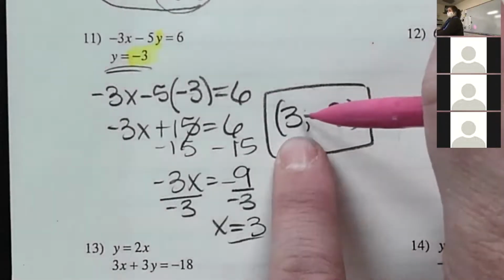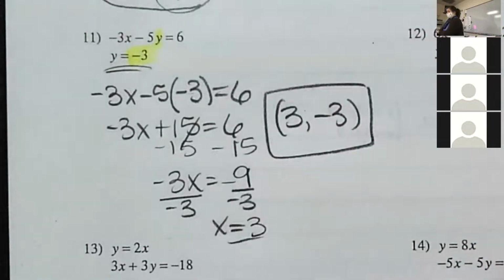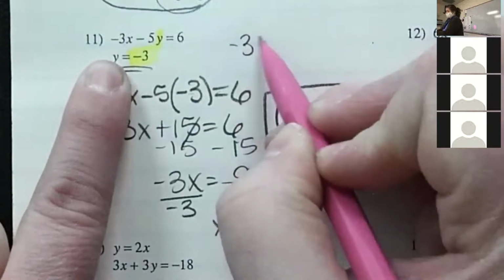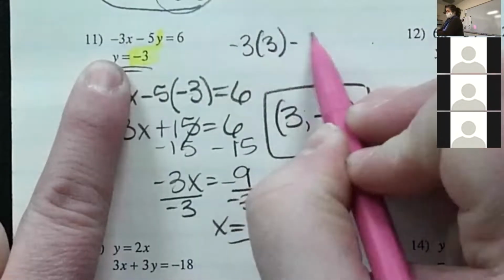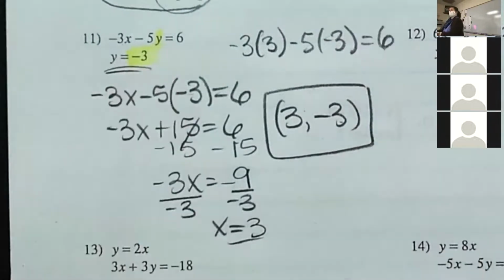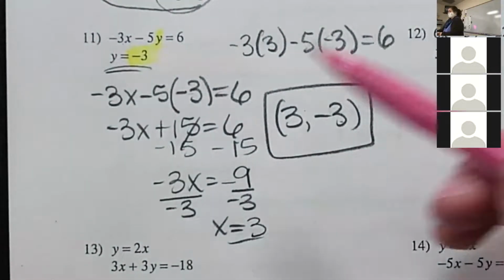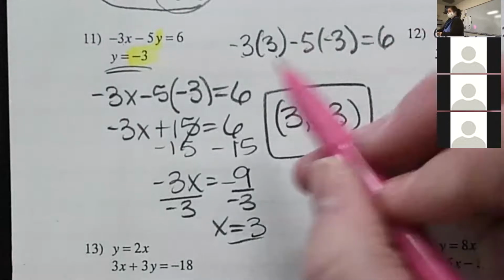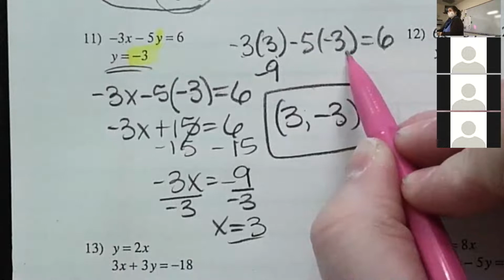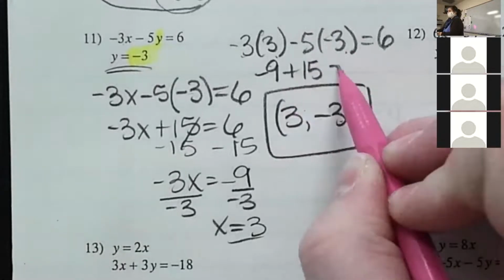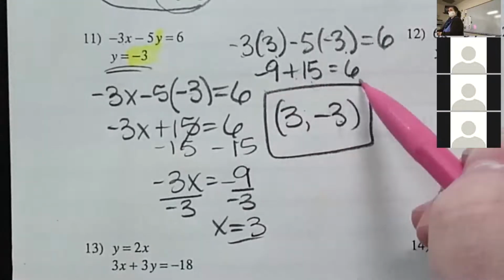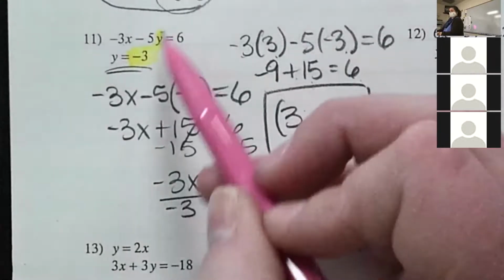You better get that answer out and make sure it works. So you have negative 3 times 3 minus 5 times negative 3 has to equal 6. That's a great way to check to make sure you're right. Well, what's negative 3 times 3? Negative 9. What's a negative 5 times a negative 3? Positive 15. Negative 9 plus 15, is that 6? Yeah, it has to work in both equations.